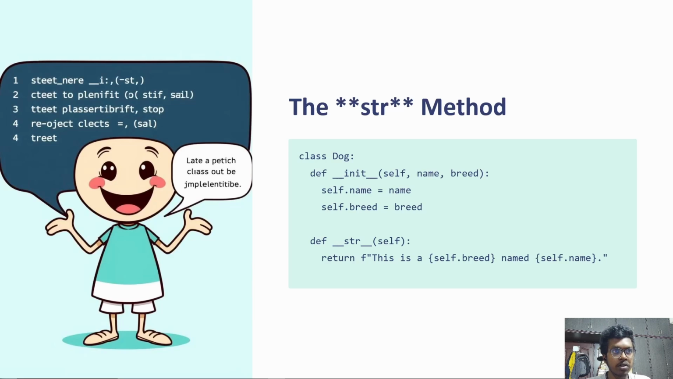Using the __str__ method. So str is basically string. This is a special method in Python used to define the string representation of an object. When you call str on an object or print an object, Python uses the __str__ method to determine how the object should be represented as a string. I have given the basic syntax of __str__ as well as an example here with dogs.